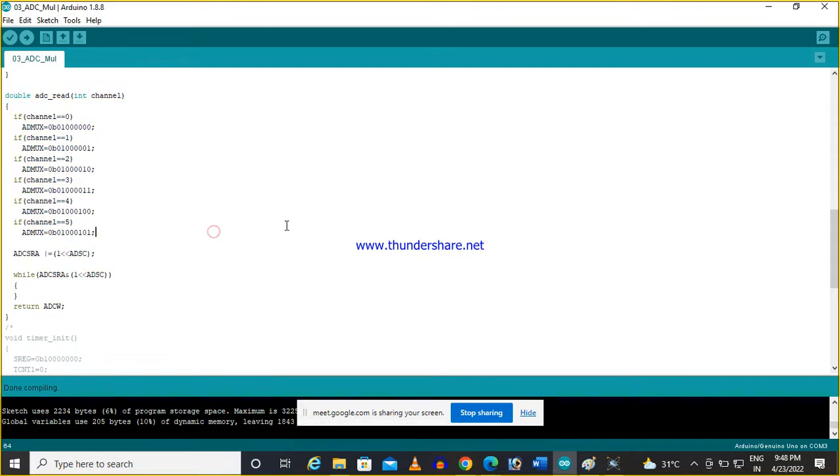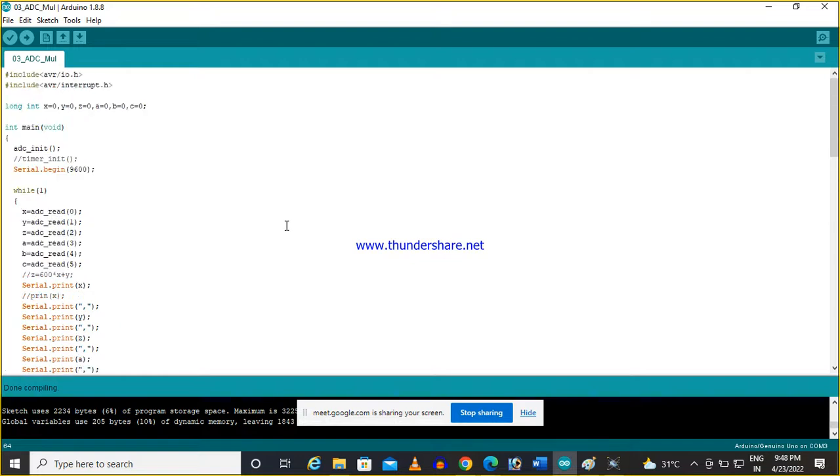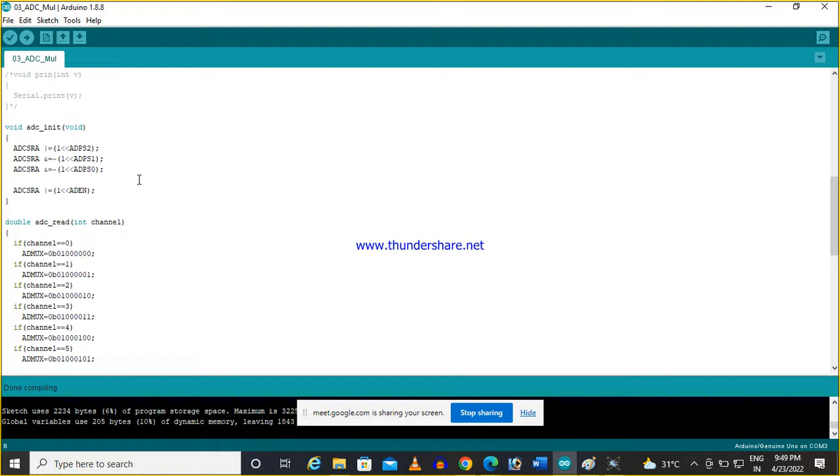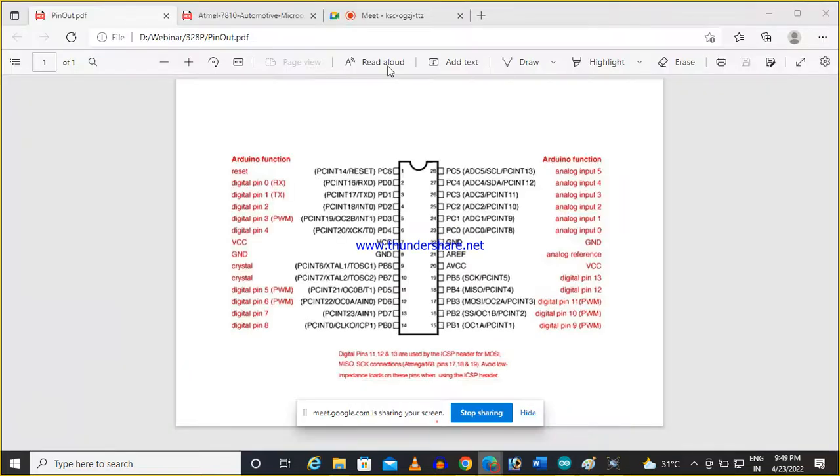Now we will go one by one in detail. You already understand the structure. First is ADC_init, ADC initialization. In ADC initialization, I have used some bits, 3 bits of ADCSRA. Let us see what that is.